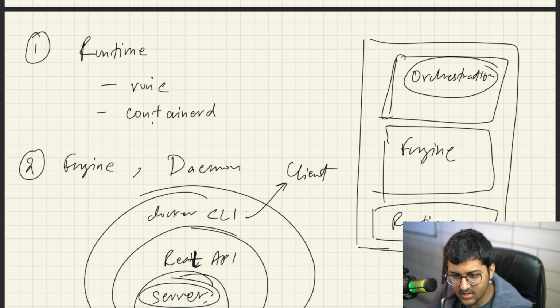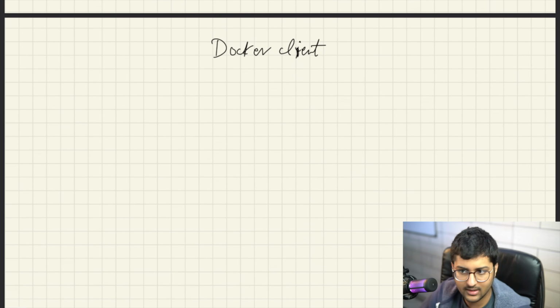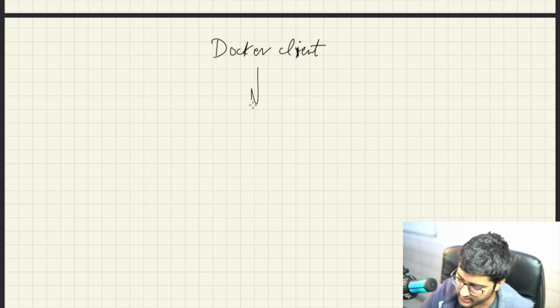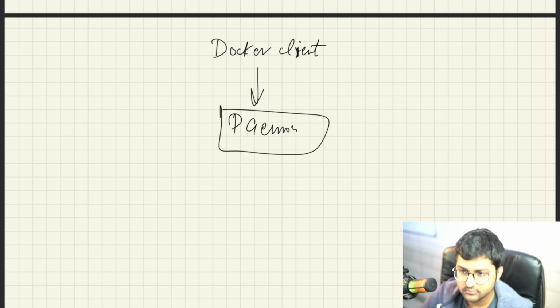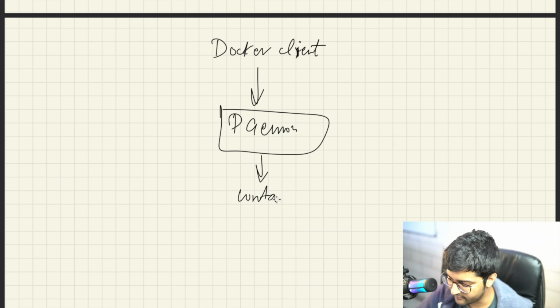Cool. So we talked about this thing, but let's see what the architecture looks like. We have the Docker client, and the Docker client communicates with the Docker daemon. Okay, the Docker daemon communicates with your containerd and stuff.